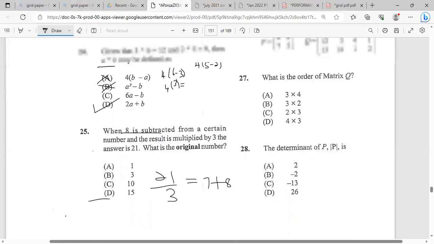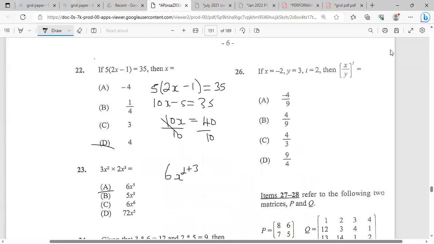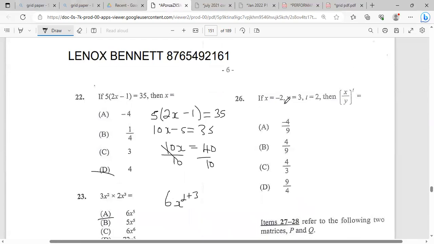You have to make it easier for yourselves, you know, guys. All right, 26. If x is negative 2, y is equal to 3. All right, we'll put things in perspective. So it's going to be negative 2 over 3, and then raised to the power of 2, which is square. Any number squared is positive. 2 times 2 is 4, so that's 4 over 9.